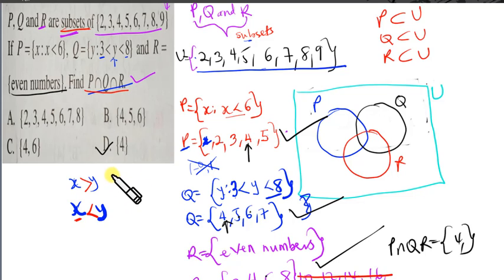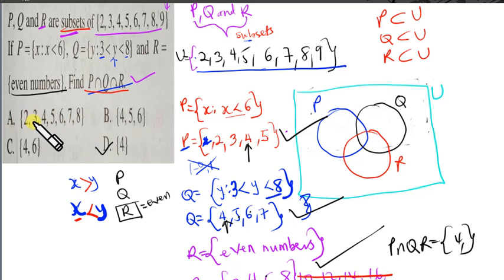We have even numbers. You are being told that you have a set P, which is less than 6, a certain set Q, which is greater than 3 but less than 8. But the set R is the most important thing here. The set R is a set of even numbers. It doesn't have odd numbers, and we are talking about intersection. So there is no way that you can find an element or member that is in P and Q and R and it's an odd number. So because the set R comprises only even numbers, it makes option A incorrect.